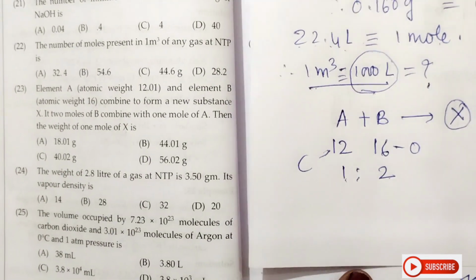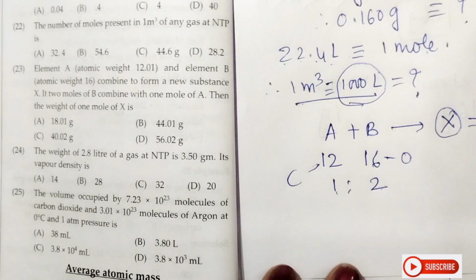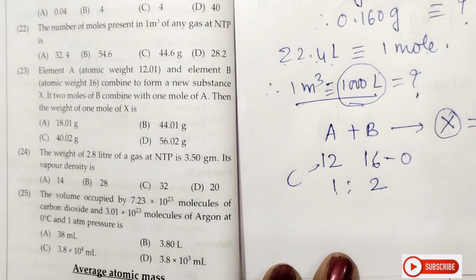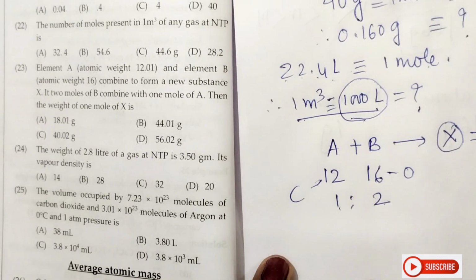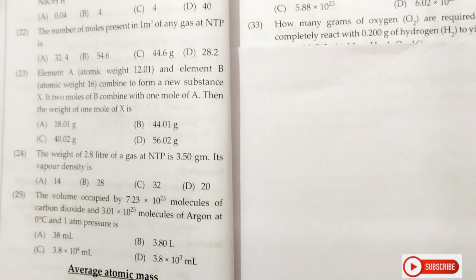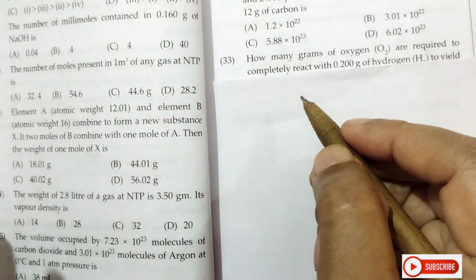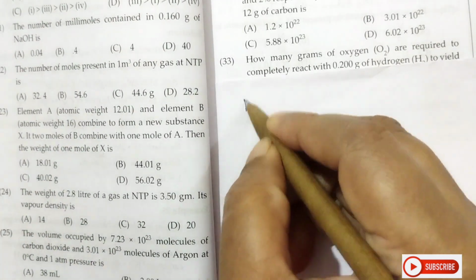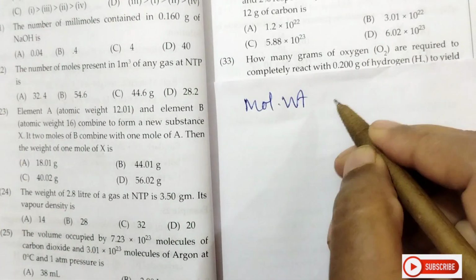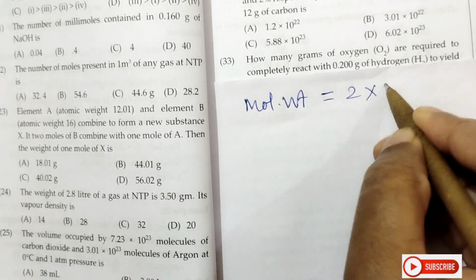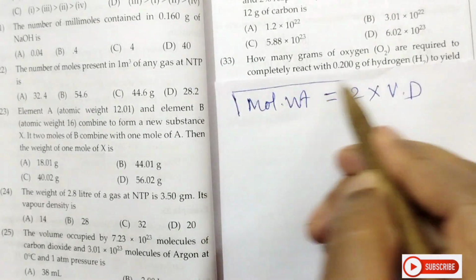See the next question, question number 24. The weight of 2.8 liter of a gas at NTP is 3.50 gram. Its vapor density. Students, this is a new concept of vapor density. So first let us understand what is vapor density. Vapor density is a way to calculate the molar mass of the substance. The formula is molecular weight of any substance is equal to 2 into vapor density. So this is the formula.